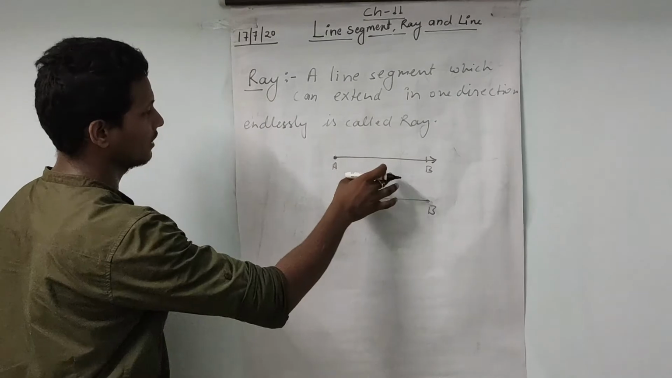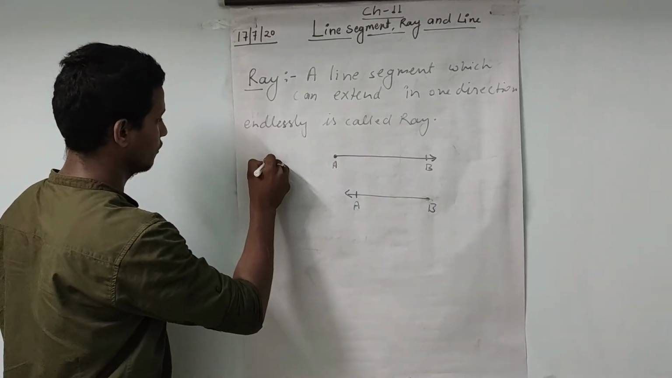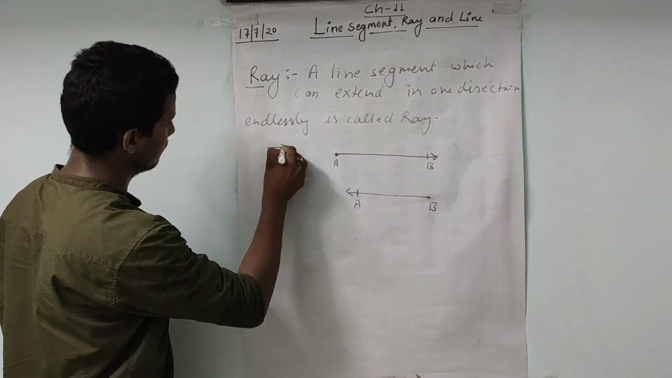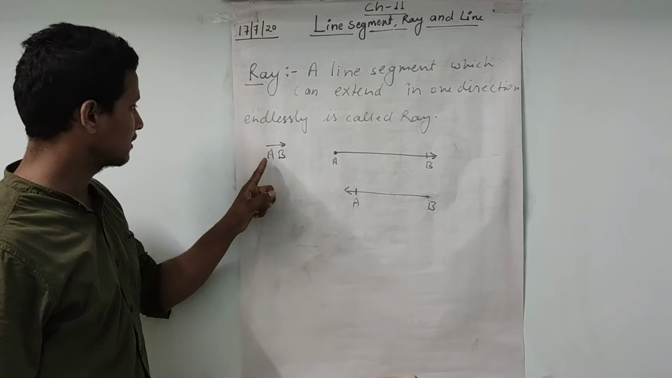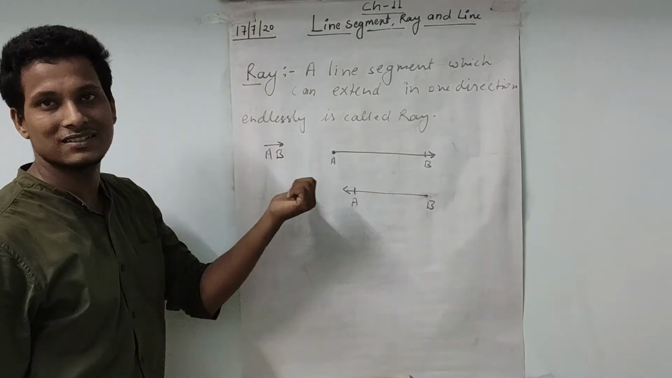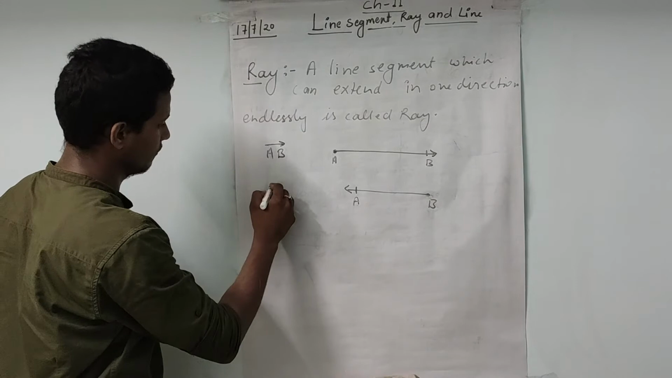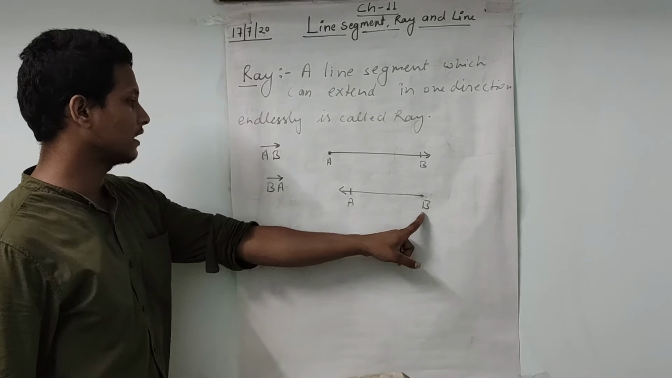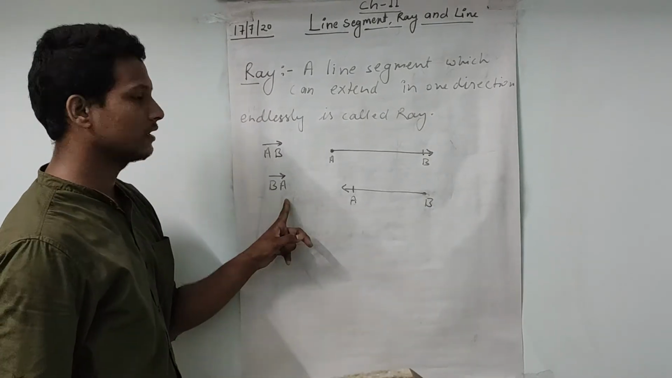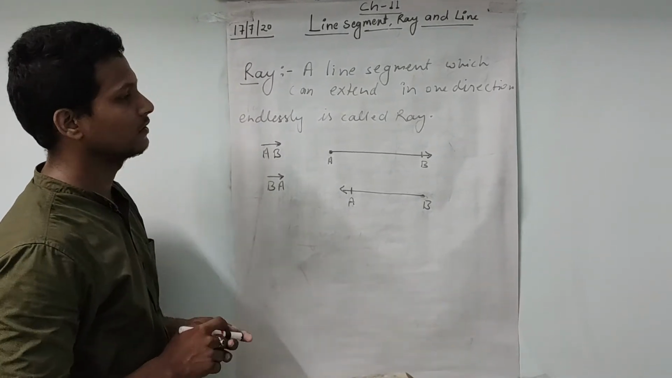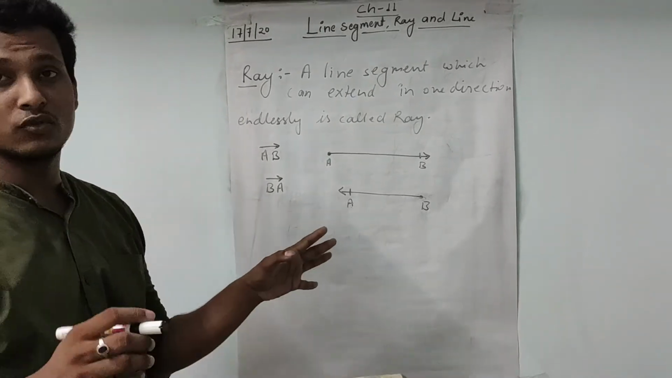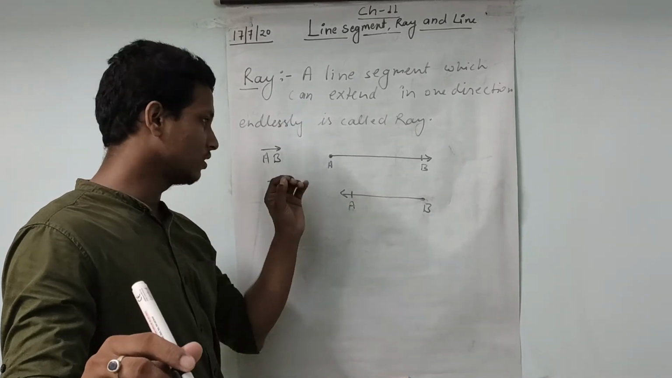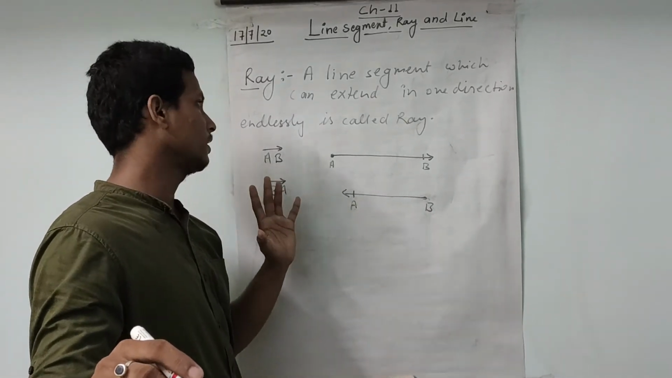For the symbolic representation of a ray, first we write the end point and then the point towards which the ray is going, and then the arrow is on top. This ray is going towards point B starting from A. Another one we have is BA arrow, which means this ray is starting from B and going towards point A. We cannot measure it because it is going endlessly in one direction. It has only one end point.